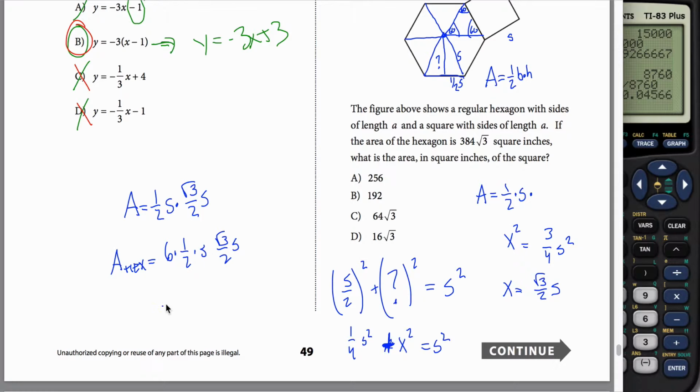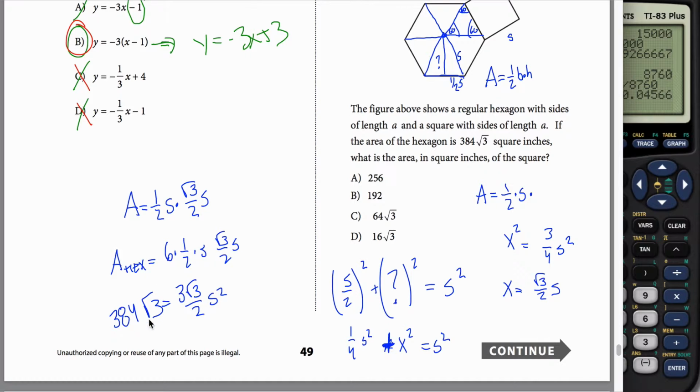I can clean this up a little bit. I can say this is 3. So really what I have is 3 root 3 over 2 S squared. That's the area of my hexagon. 3 root 3 over 2 S squared. But it tells me in the problem that that's equal to 384 square root of 3. I want to solve for S.